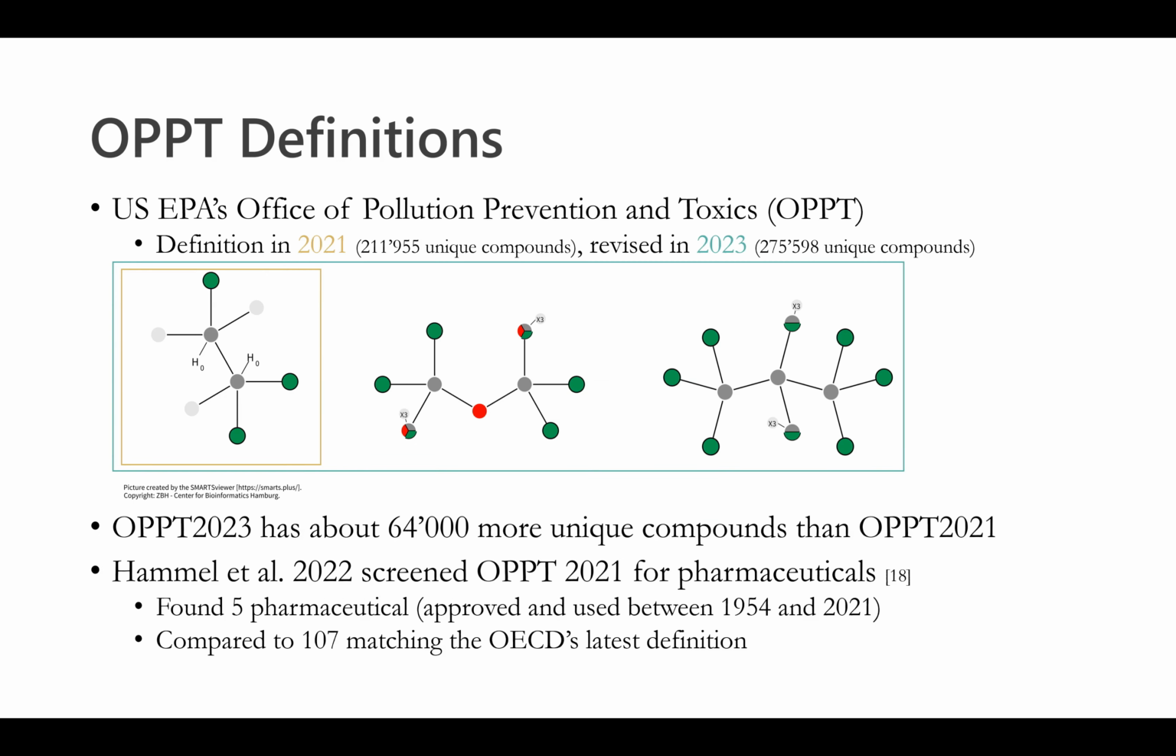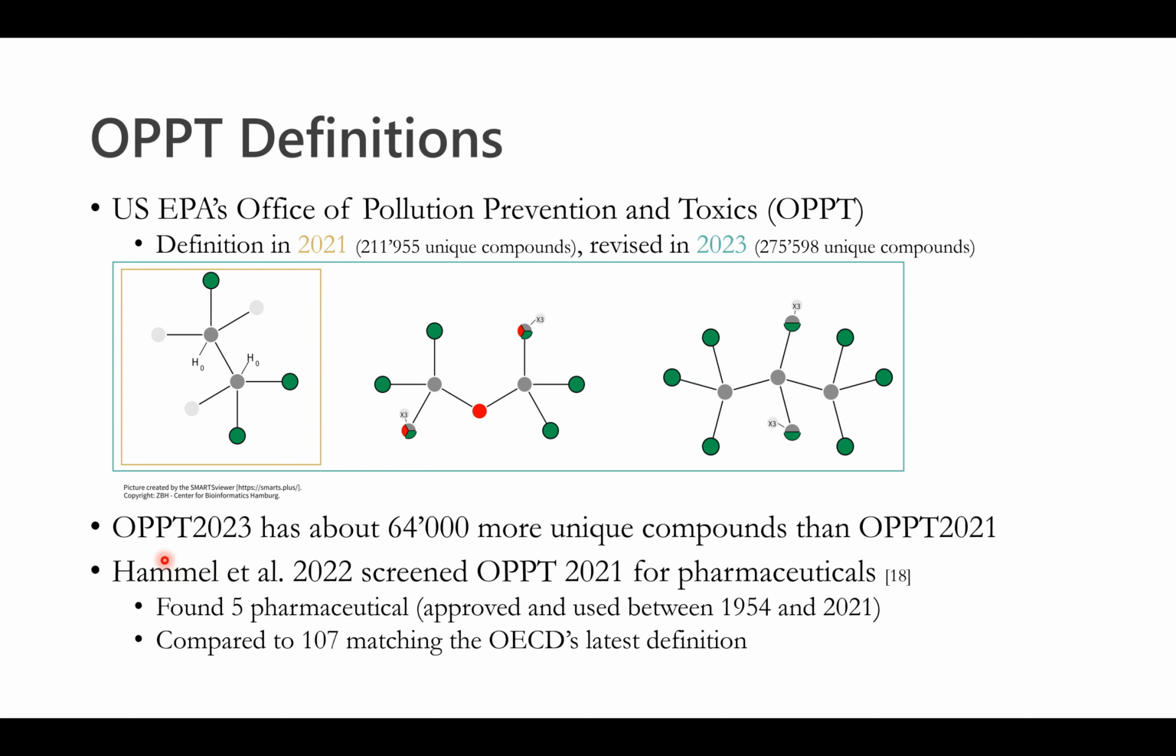Now let's look at the second definition. This is a more restrictive set of definitions that come from the US Environmental Protection Agency and its Office of Pollution Prevention and Toxics, OPPT. The office set a definition in 2021 that sets PFAS to be compounds that have at least 2 carbons partially fluorinated with no hydrogen bond, as shown on the picture on the left. So this definition, this substructure, captures about 200,000 unique compounds.